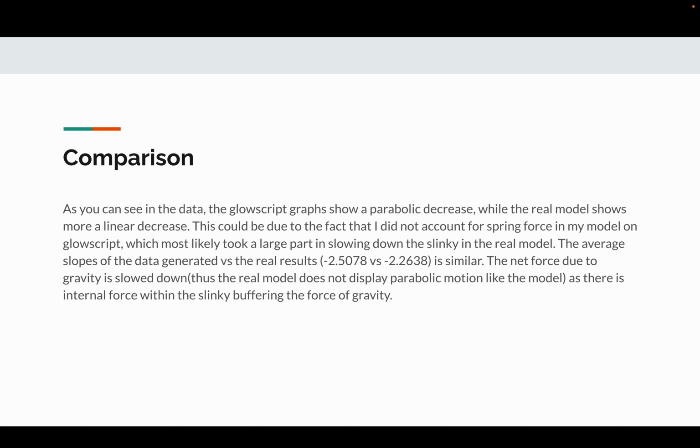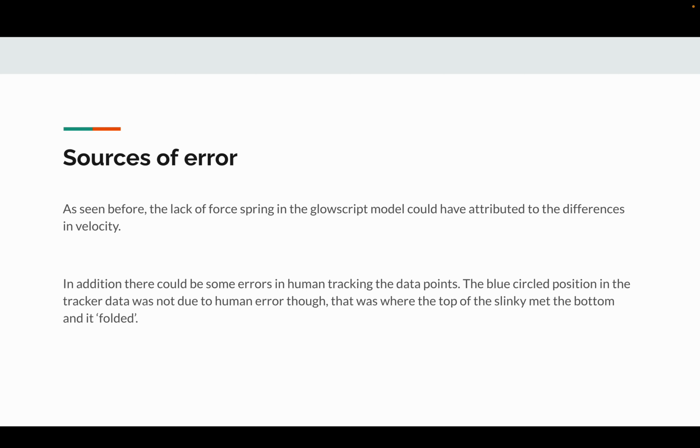This is largely due to the fact that I did not account for the spring force in my model on GlowScript. As I said before, the average slopes are similar, but the net force of gravity is slowed down in the real model, unlike the computational model. Some sources of error: the lack of spring force in the GlowScript model was probably the largest error in my lab, affecting the net force the most and affecting the motion the most, as the spring force was probably a large portion of how the slinky moved, but it would be incredibly hard to calculate as the S values differ per each time index.